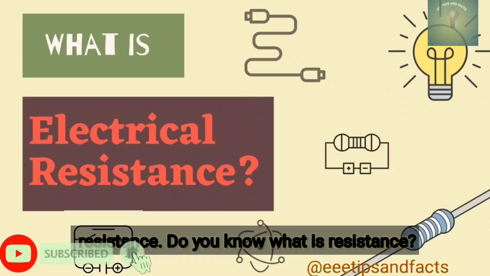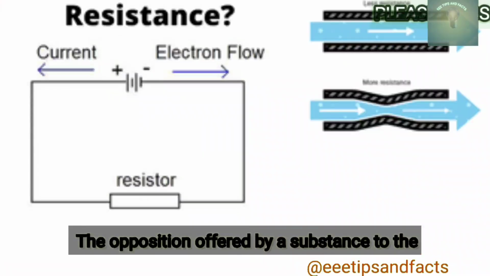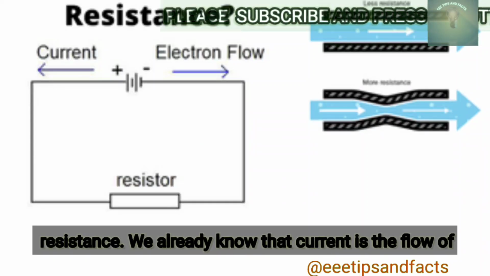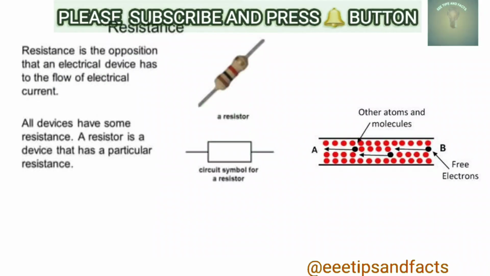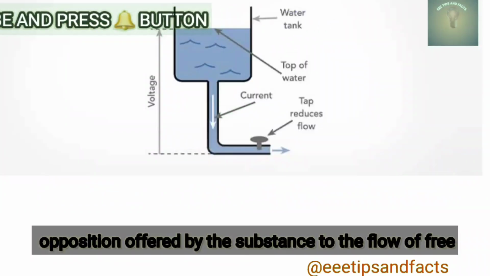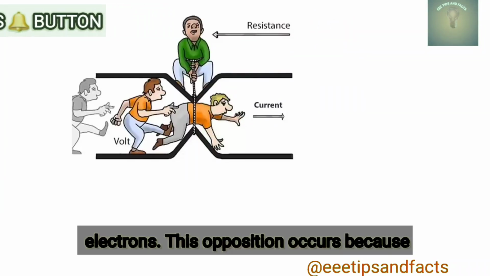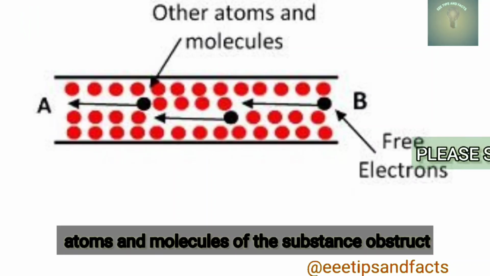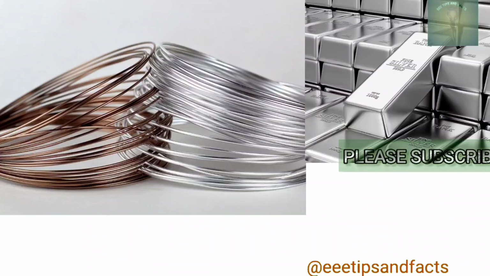Resistance. Do you know what is resistance? The opposition offered by a substance to the flow of electric current is called its resistance. We already know that current is the flow of free electrons, so the resistance is the opposition offered by the substance to the flow of free electrons. This opposition occurs because atoms and molecules of the substance obstruct the flow of these electrons.